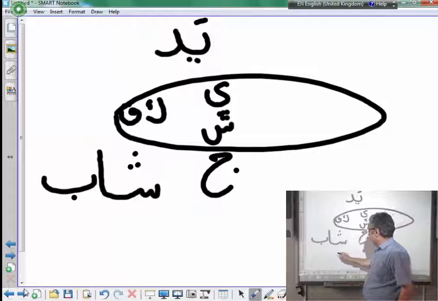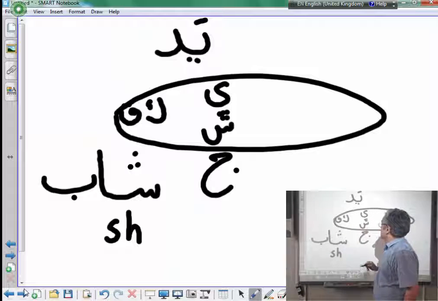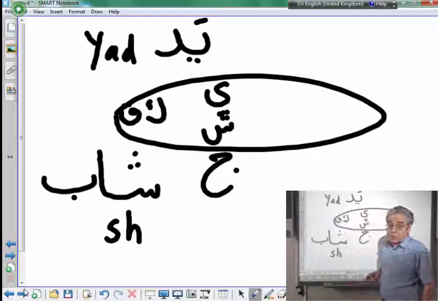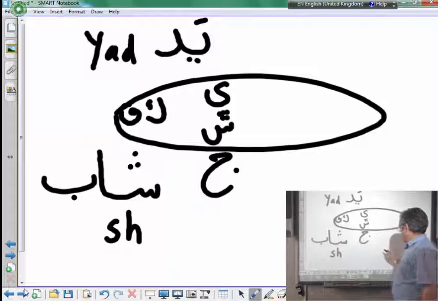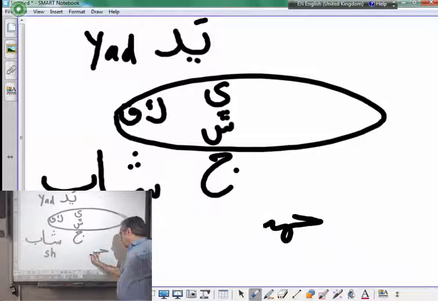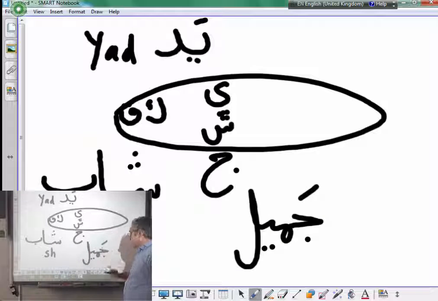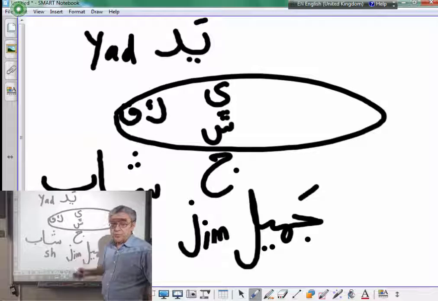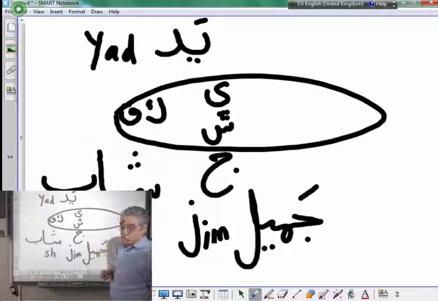It is similar in English. Maybe you can take S and H, while yed is like I use the Y, so it is equivalent to Y in yed. And the jim here, you can say, Jamil. The jim can be written in this way, or if it is at the beginning, it would be written this way. In English, it may be equivalent to J in Jim. So they are the three letters.